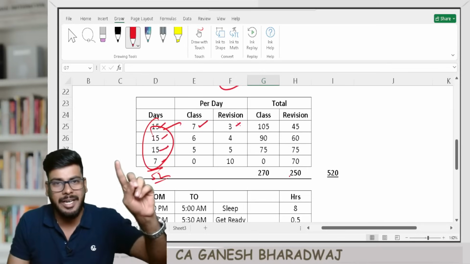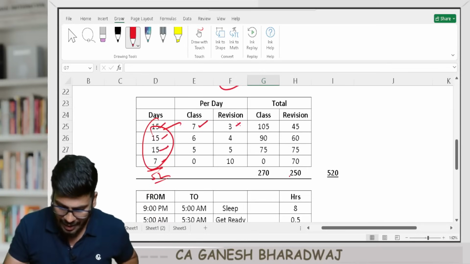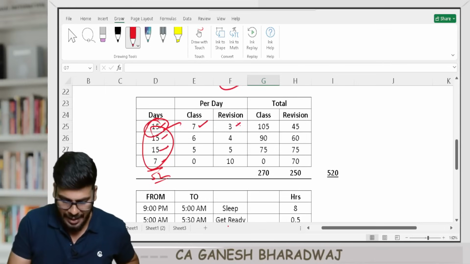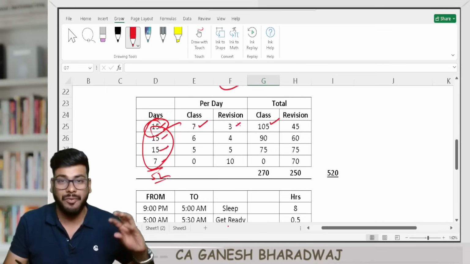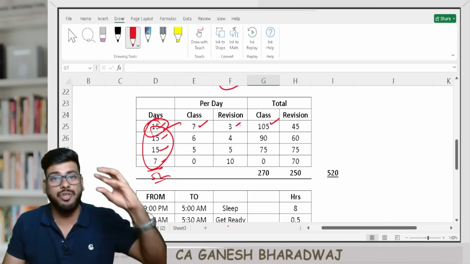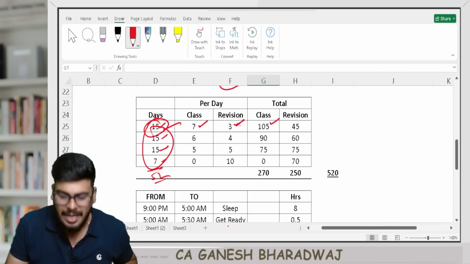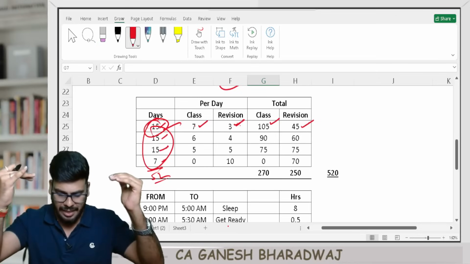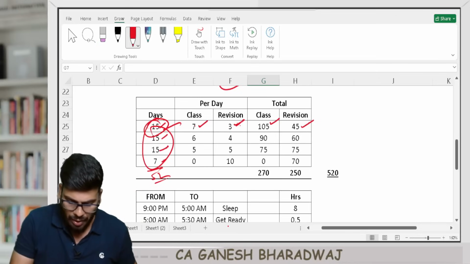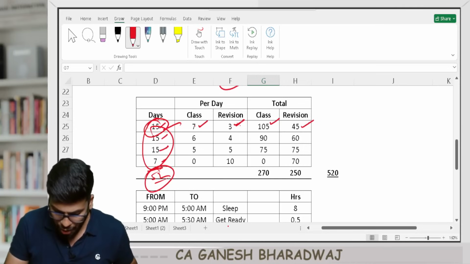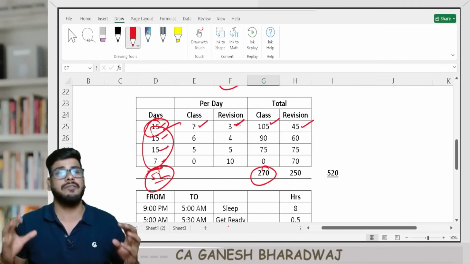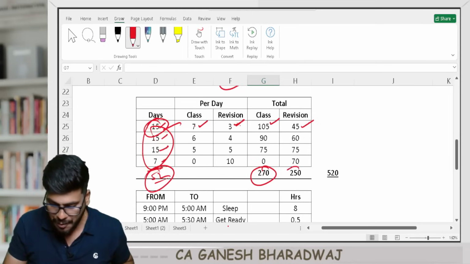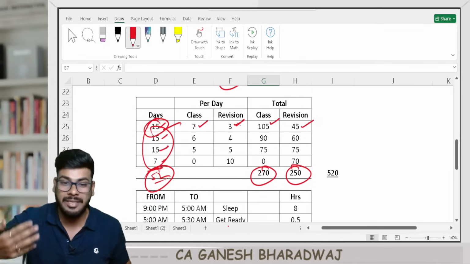So 7 plus 3 in a day, 10 hours. Totally, in the first set of 15 days, 7 into 15, you would have watched 105 hours of classes. And revision duration will be 3 into 15, a total of 45 hours. That is your self-study time. Like this, I have put. Now, in a span of 52 days, overall, you would have spent 270 hours in watching the lectures. On top of that, you would have spent 250 hours of self-preparation.